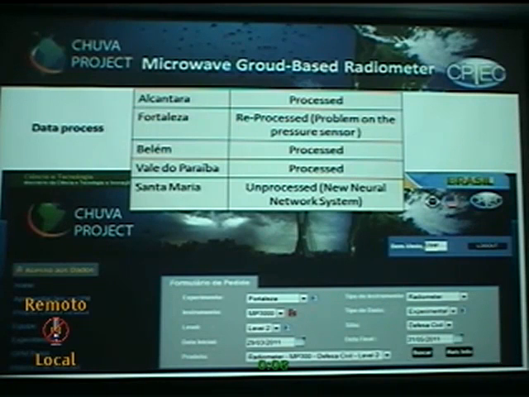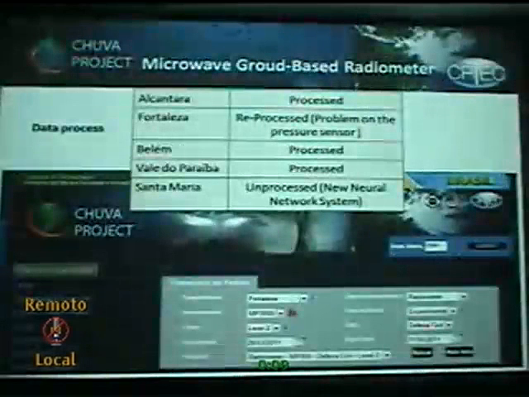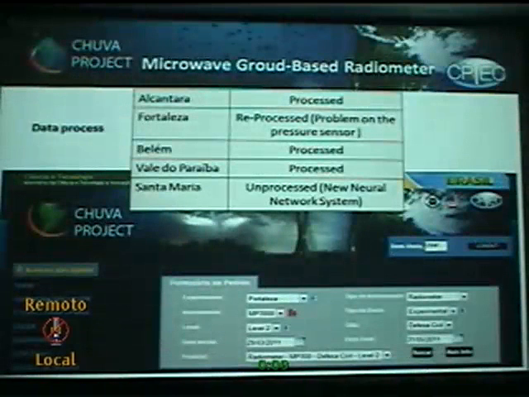To download the data, it's very easy. Right now, you just need a login and choose the experiment, type of instrument. In this case, radiometer. The instrument is the MP1000. In this case, in Alcantara, we also have the Admirari. It's the only site where we have both. The type of data is experimental. You can choose the level, the site. It's just one site for each experiment. The data you want, okay, and the download. It's easy.